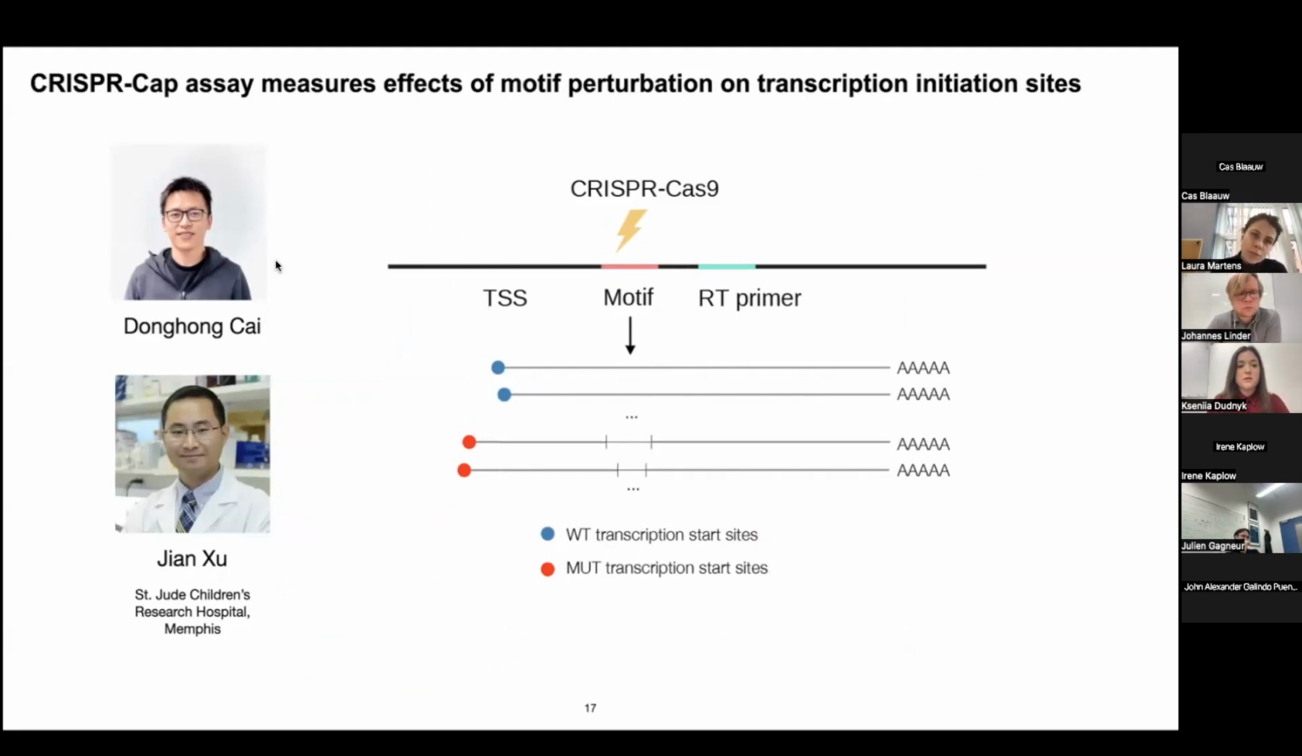He's a postdoc, a joint postdoc in our lab and in Jian Shu's lab at St. Jude Children's Hospital in Memphis. He developed this assay and called it CRISPR-Cap. Here he used CRISPR-Cas9 editing to delete the motif, and then he measured the transcription initiation signal before deletion and after the deletion. So it's just deleting one of the motifs that Puffin identified, in a human genome.